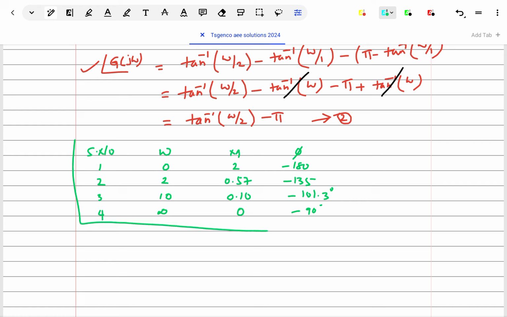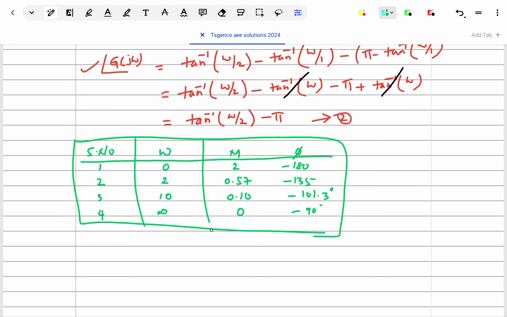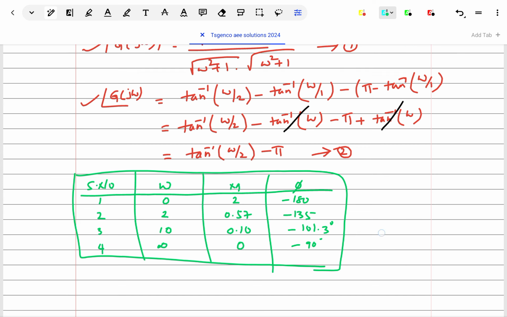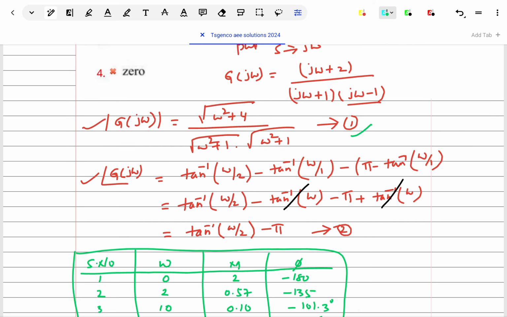So all the values which I got here are from equations number 1 and 2. For example, if omega equals 0, what will happen? 0 square plus 4, square root of that is 2. 0 square plus 1 means 1. At that time I got a magnitude of 2 here.